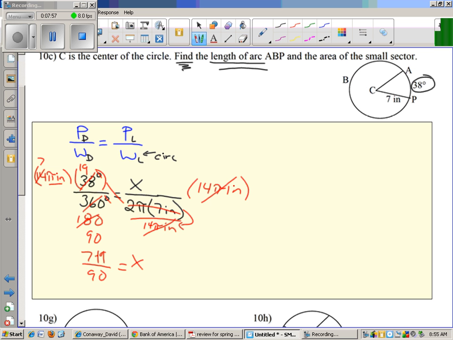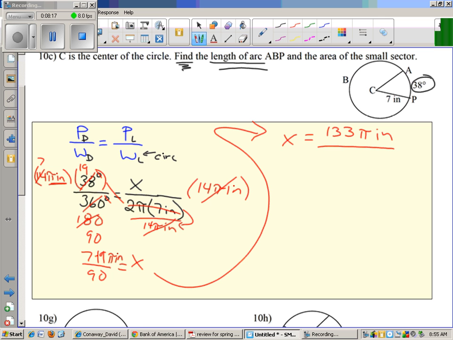Oh, and don't want to forget my pi and my inches. So pi inches. And if I do that, what's 7 times 19? 70 plus 63 is 133 over 90. I'm going to move up here. X equals 133 pi inches divided by 90. Guys, I would just leave it like that. There's no way to reduce it.